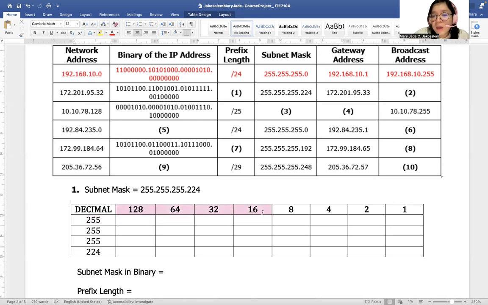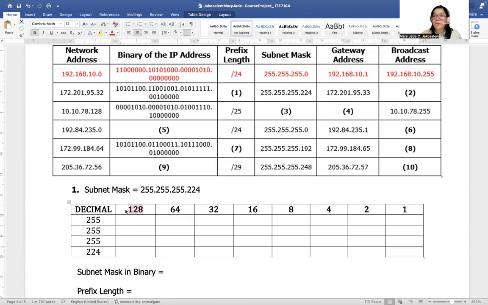The numbers above are actually exponents of 2. So 2 raised to 0 is equal to 1. 2 raised to 1 is equal to 2. 2 raised to 2 is equal to 4. 2 raised to 3 is equal to 8. 2 raised to 4 is equal to 16. 2 raised to 5 is equal to 32. 2 raised to 6 is equal to 64. And 2 raised to 7 is equal to 128.